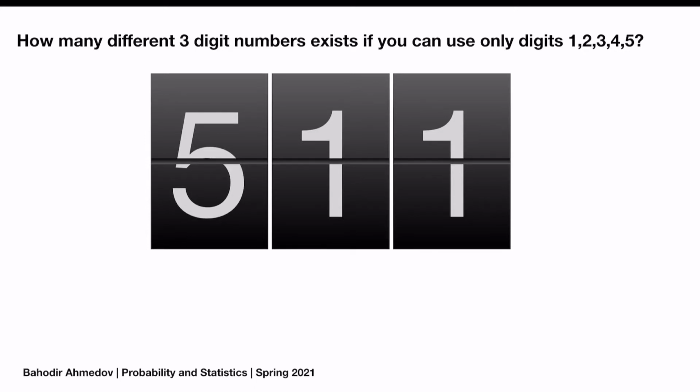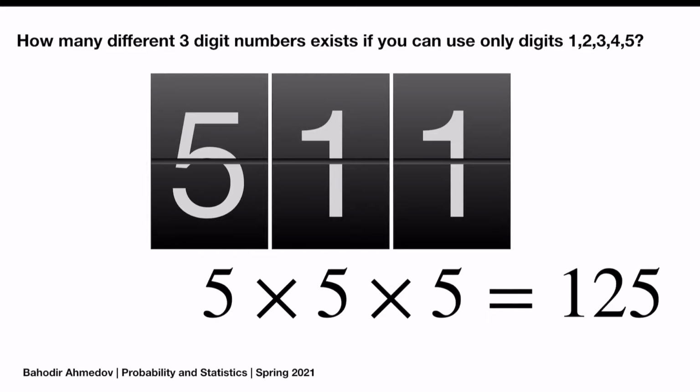So for 1, I have 25. For 2, I have 25. For 3, I have 25. For 4 and for 5, I have 25 options for the second and third places. So that's why at the end, we are going to have 125 options.